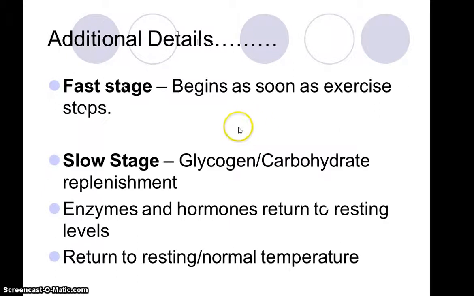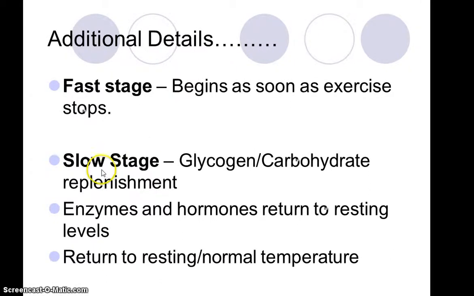Now, just some additional details for you that weren't mentioned in the last video. The fast stage begins as soon as exercise stops. Alright, so the minute we stop exercising, we start recovering. And that's why, if you think about when you've done any running or anything else, immediately you start that recovery process and your respiratory rate is elevated for a short period of time.